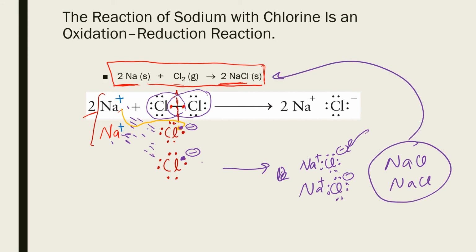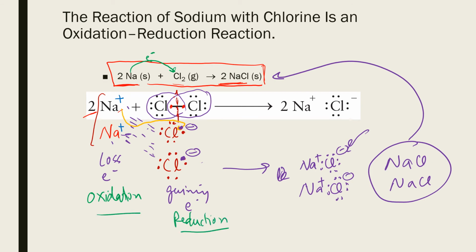So that's the product. So now it is clear that in this reaction, sodium is losing the electron, and chlorine is the one who is gaining the electron. So therefore, we can say that in this process, electrons are transferred from sodium to chlorine. So sodium is undergoing oxidation, and chlorine is undergoing reduction, and hence this is an example of redox reaction.